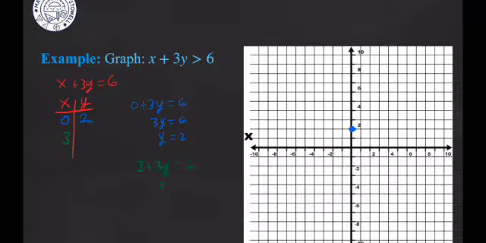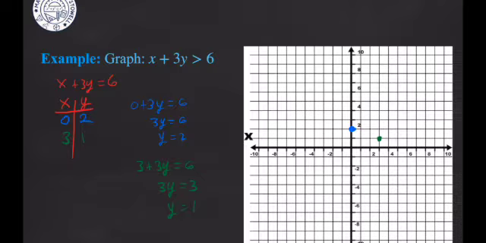Subtract 3 on both sides. We end up with 3y equals 3. Divide by 3, so y is equal to 1. So at x equals 3, we are at y equals 1. And this is where we have to start paying attention to our inequality.